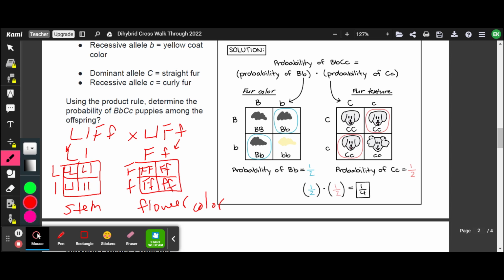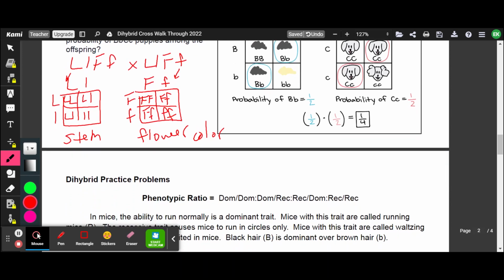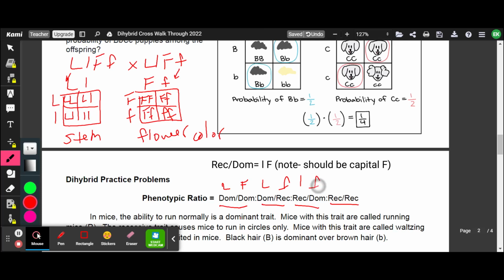Okay, so now we can figure out what the phenotype ratio is. The phenotype ratio, as you can remember, is dominant-dominant, dominant-recessive, recessive-dominant, and recessive-recessive. We're talking about having dominant for both traits, dominant for one and recessive for the other for the 2 middle parts, and then recessive for both traits. So let's do the rule of multiplication and figure out the phenotypic ratio.